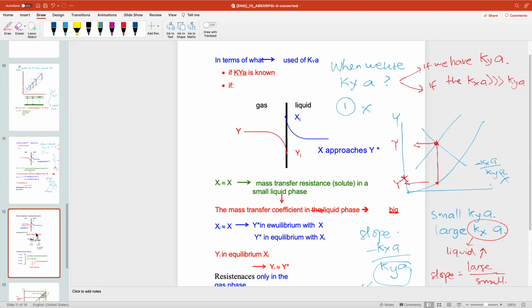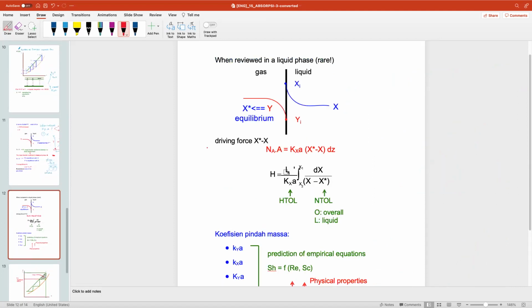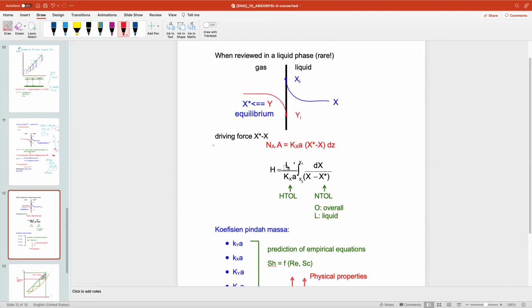Okay, right. So this is similar, it can also be reviewed in the liquid phase, but it is rare, so I'm just going to skip it. If you want to look at it from the liquid side, then you have to change the Y into the X star. But it's really rare, because in practice it is easier to analyze the gas phase, and it can be online. The detector can detect the gas phase online, connect it to the computer, to the control station, and it's easy to control.